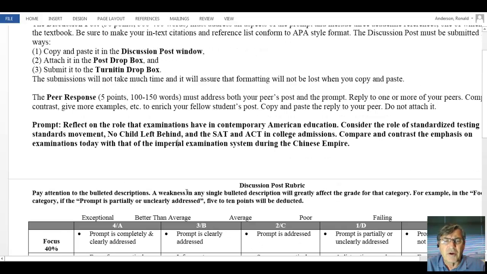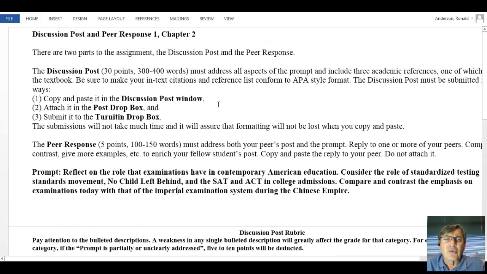Discussion post rubric. The discussion post is 30 points. The peer response is 5 points. These points add up, so make sure you get them in on time.